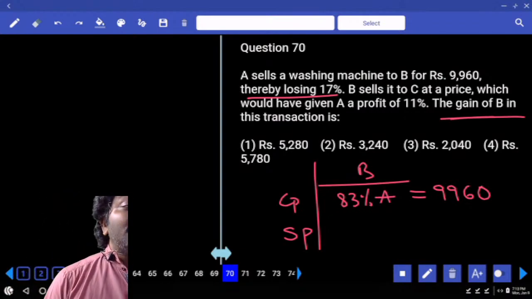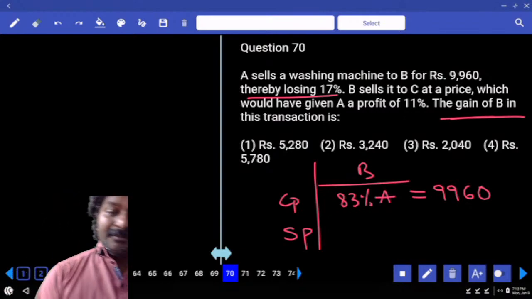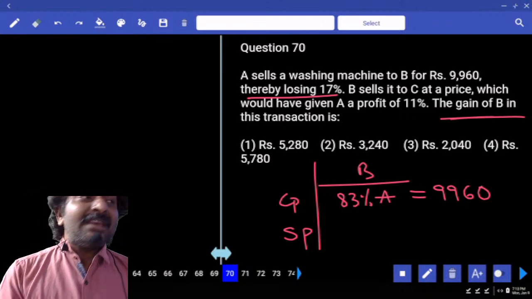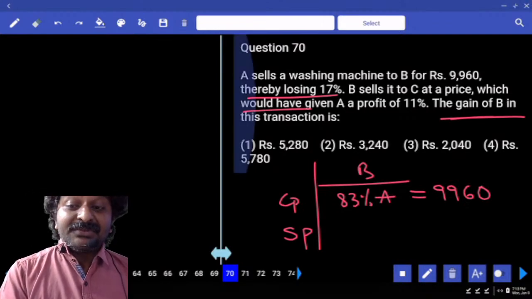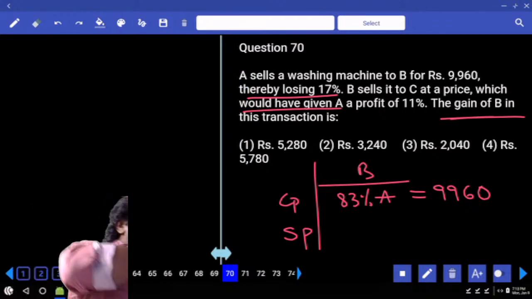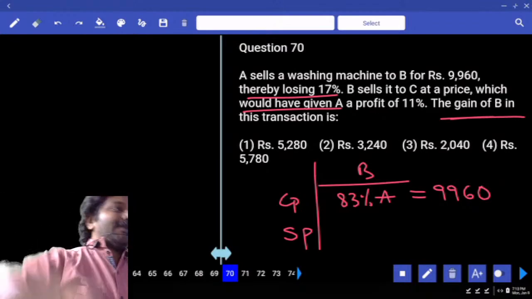B sells it to C. Now, here he is getting profit, which would have given a profit of 11%.